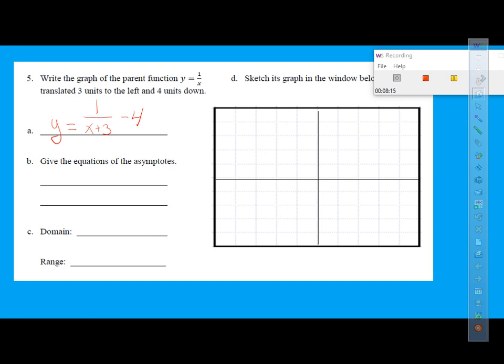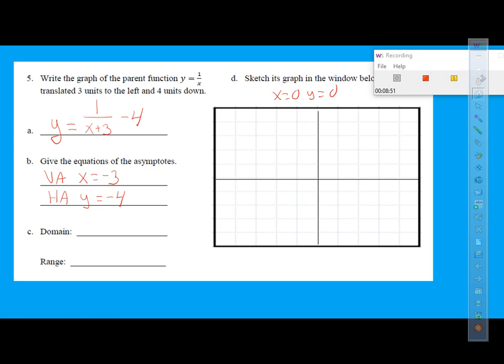Give the equations of the asymptotes. Guys, originally my asymptotes were at x = 0 and y = 0. That's when there was that graph. Well, think of what we're doing. We're moving that 3 units to the left. So my vertical asymptote will now be x = -3. My horizontal asymptote will now be y = -4.